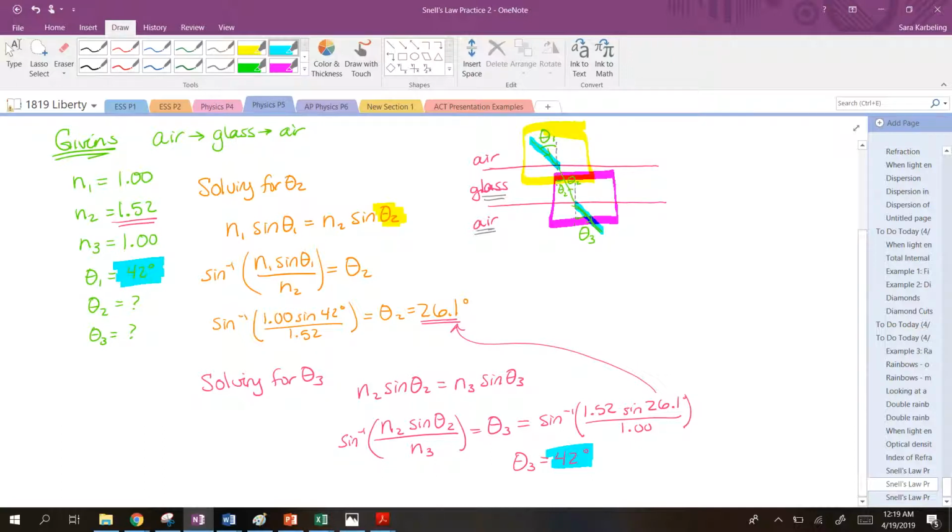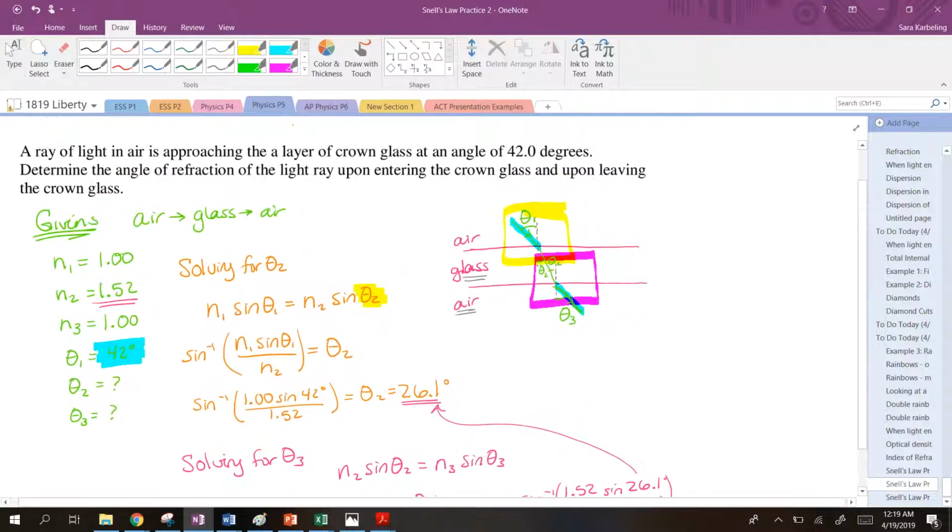This is a really nice thing. This is why you can see through a window without a lot of distortion, because all of the light is going to bend and slow down in the glass and then speed up again when it leaves so that you see the same thing through the glass that you would see on the other side. So it's pretty cool. All right.